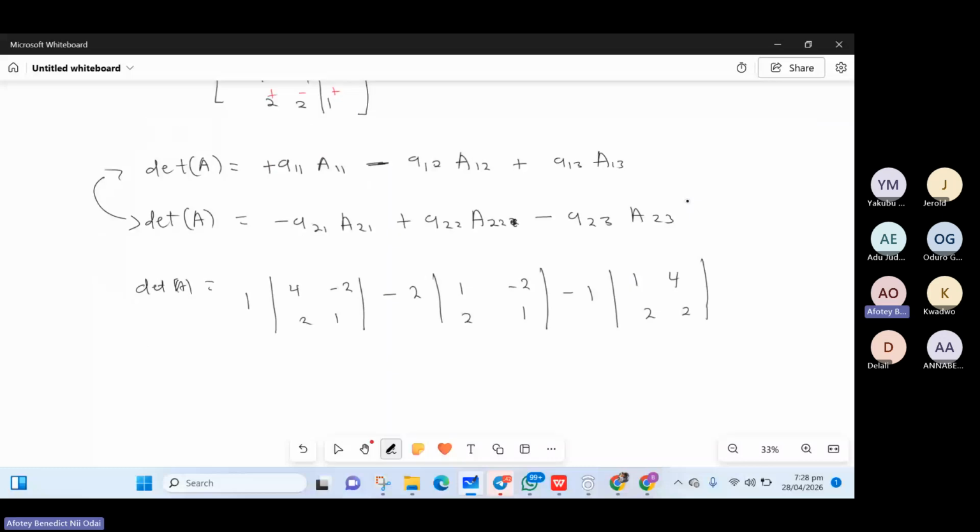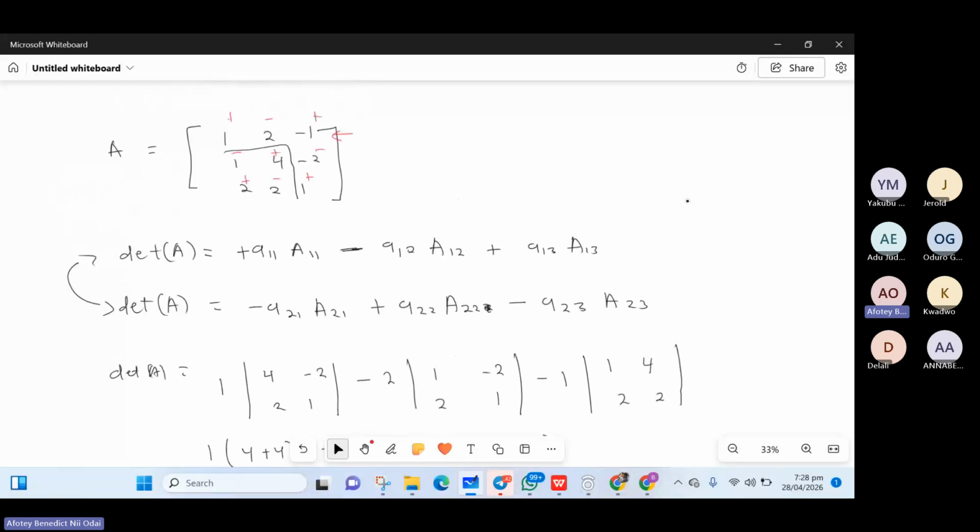Now we have to find the determinants of each of these. So 1 times 4, plus 4, -2 multiplying 1, plus 4, -1 multiplying 2, minus 8. And this gives us 8 minus 10 minus 14 minus 10, which gives us 4 for our determinant of A.